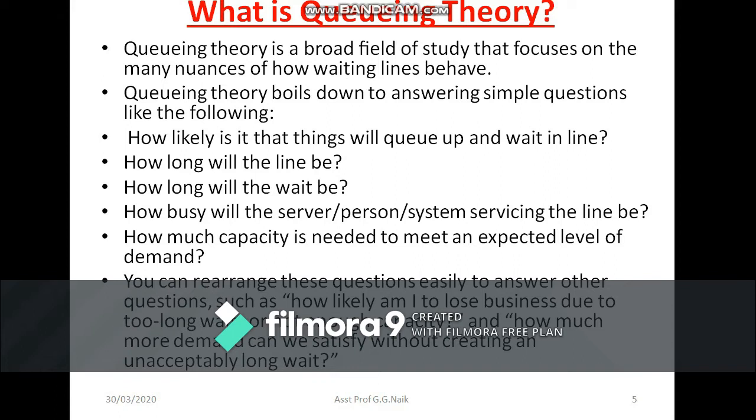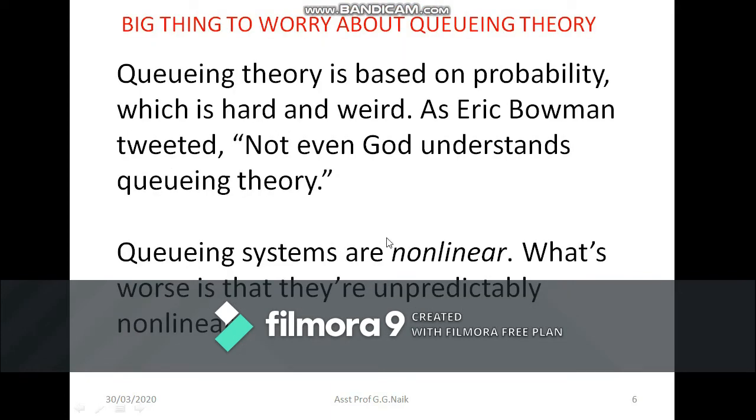If whatever facilities we are providing for the customers are not enough, then what will happen? The customers will not wait for a long time, and there is a chance that we may lose our customers. And that's why, how much more demand can we satisfy without creating an unacceptably long wait? Now here, one of the things to keep in mind about queuing theory is that queuing theory is based on probabilities.